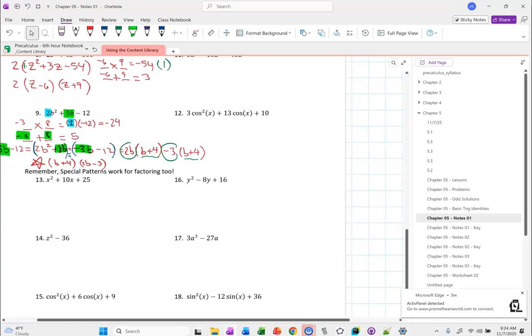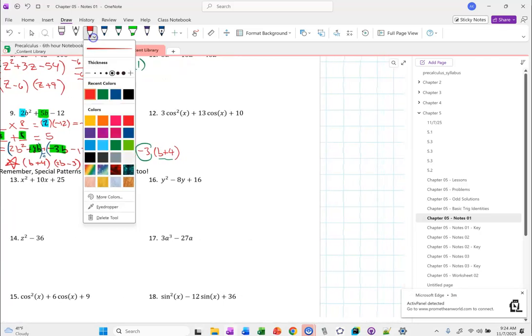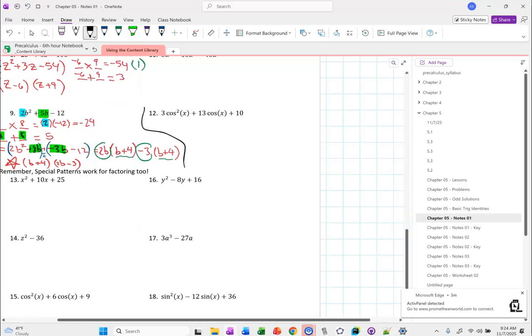Let's look at number 12 here. Three cosine squared x plus, I'm sorry, plus 13 cosine x plus 10. What? You're telling me we're going to start mixing trig things into this factoring business that we've been doing? Yes. Now, when you look at this, whether that's a cosine there should make no difference at all.